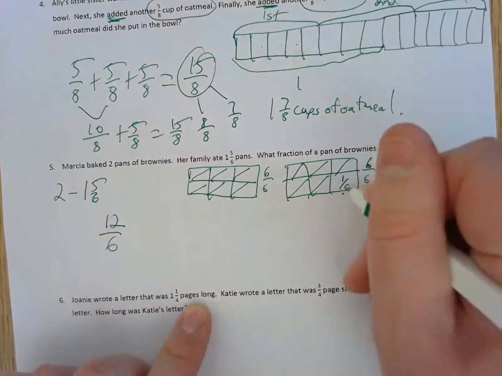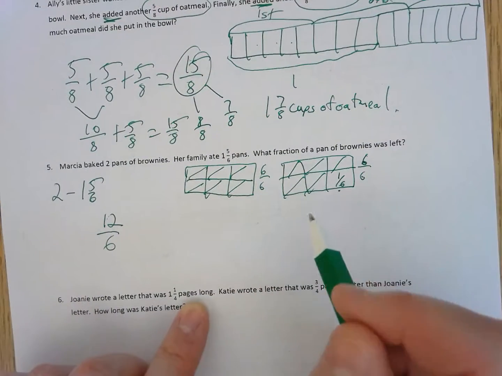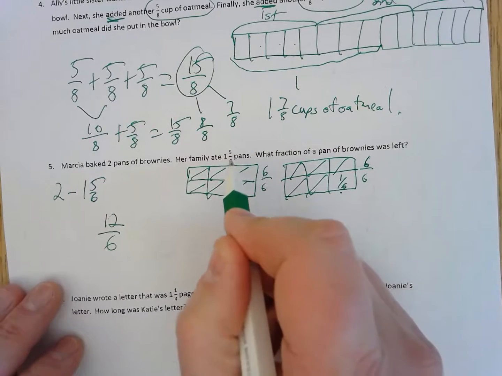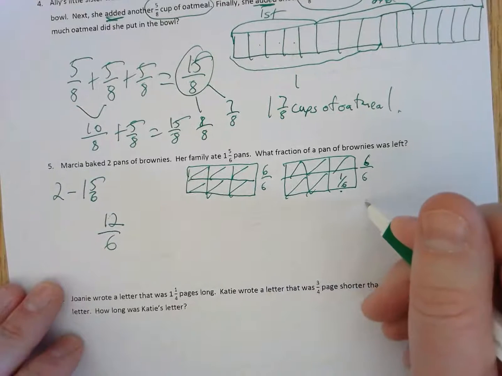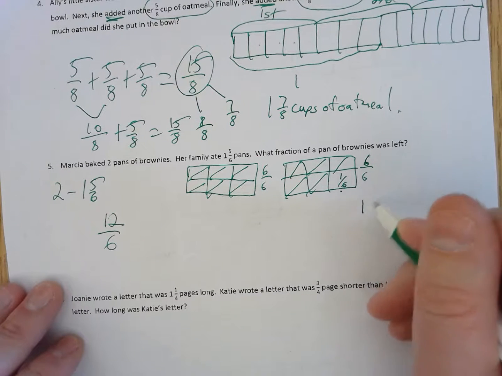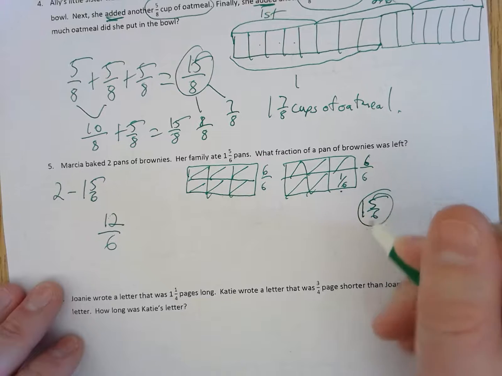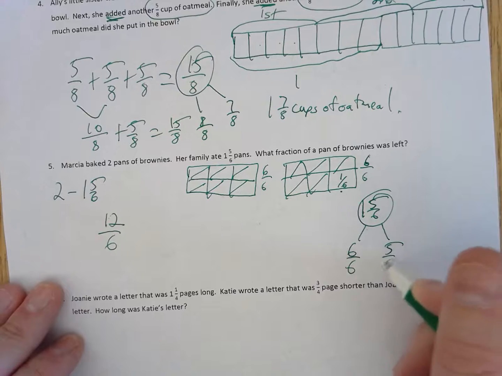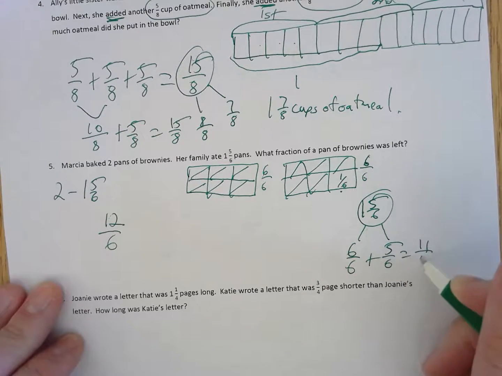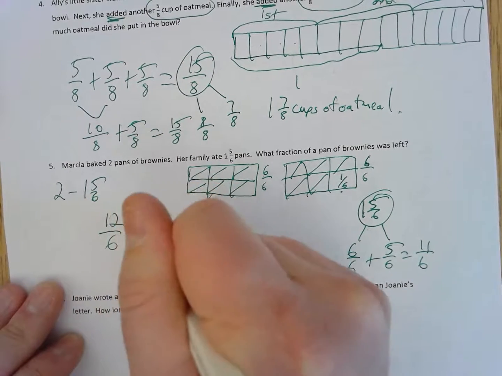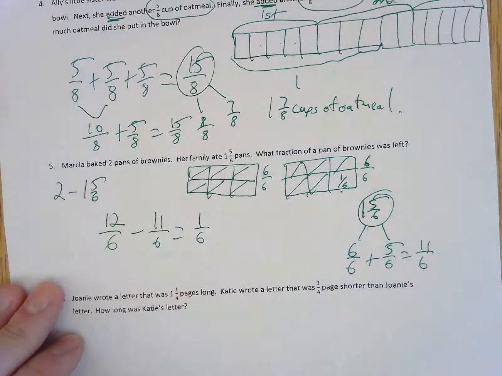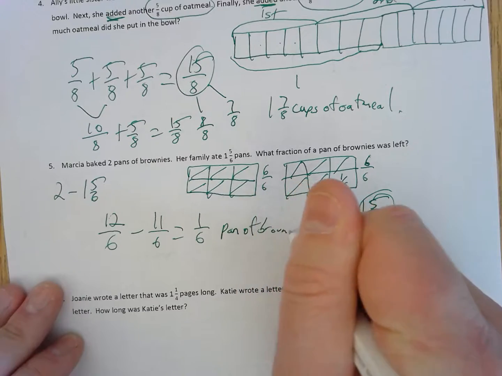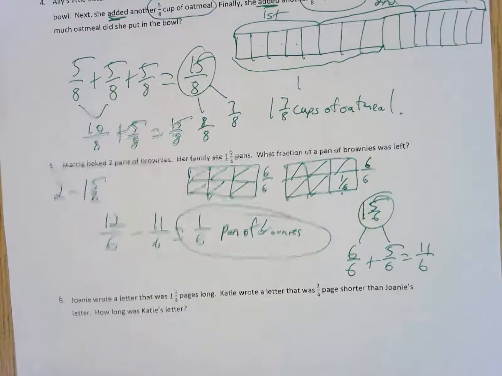We know it equals 1/6 because the pan is in 6 parts, and so each part of that equals 1/6. But we got to figure out what that's going to be in a fraction greater than 1. So we have 1 5/6. This is going to be 6/6 because that's our whole, and 5/6. So we add that up, and we get 11/6. So now we're taking 12/6 minus 11/6, and 1/6 pan of brownies. That's your answer for that one.